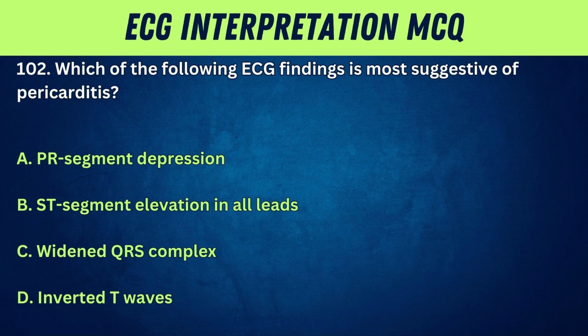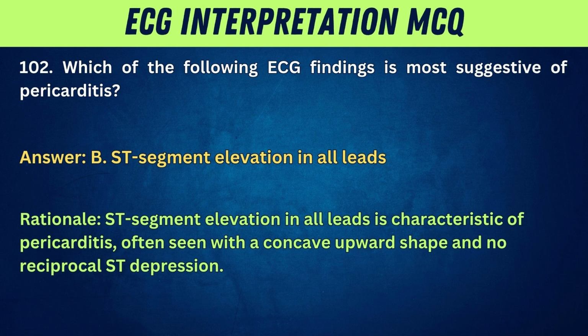102. Which of the following ECG findings is most suggestive of pericarditis? A. PR segment depression. B. ST segment elevation in all leads. C. Widened QRS complex. D. Inverted T waves. Answer. B. ST segment elevation in all leads. Rationale. ST segment elevation in all leads is characteristic of pericarditis, often seen with a concave upward shape and no reciprocal ST depression.